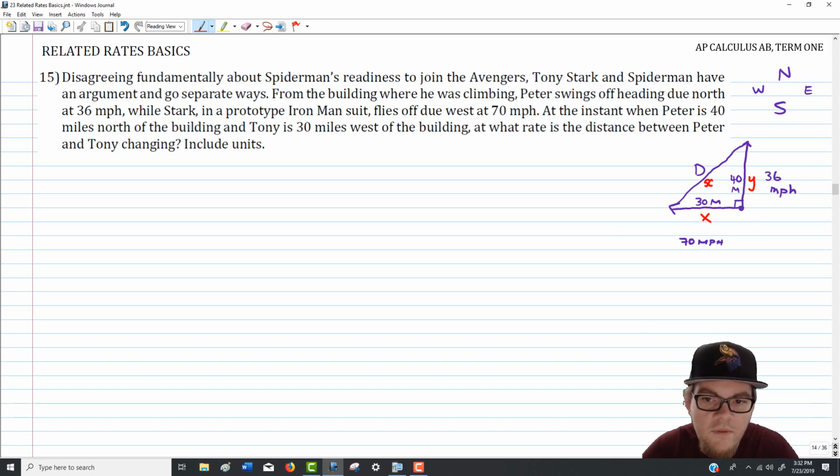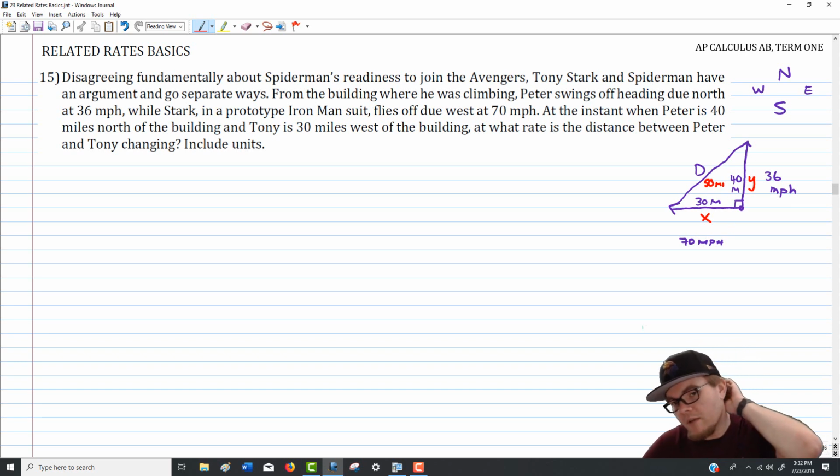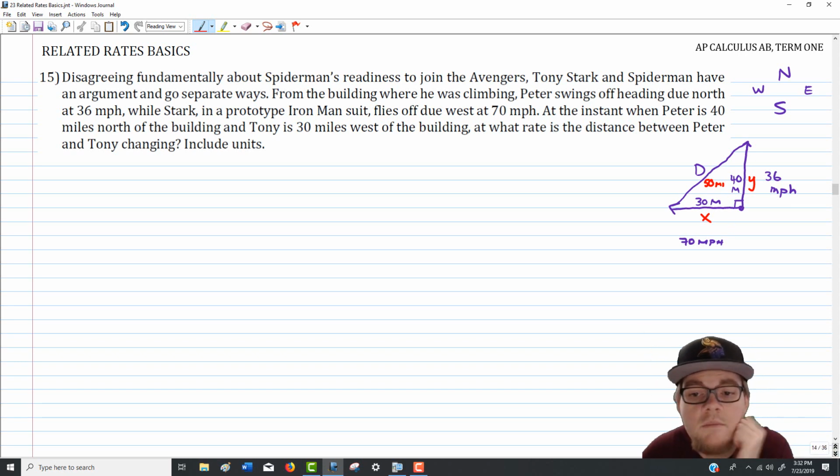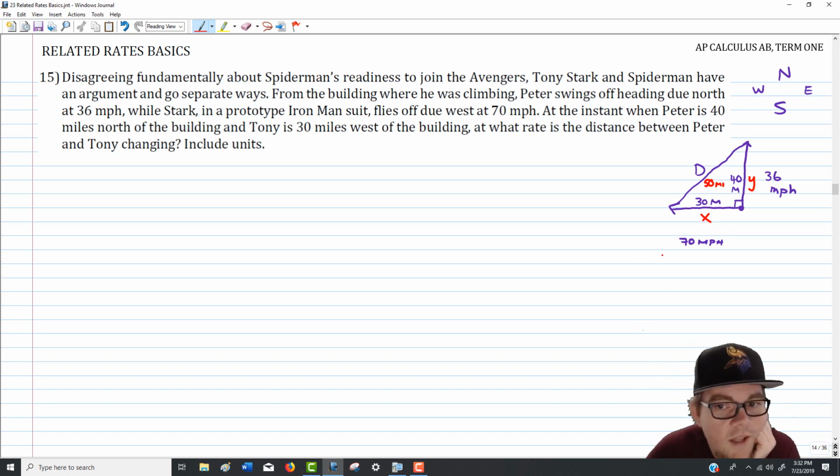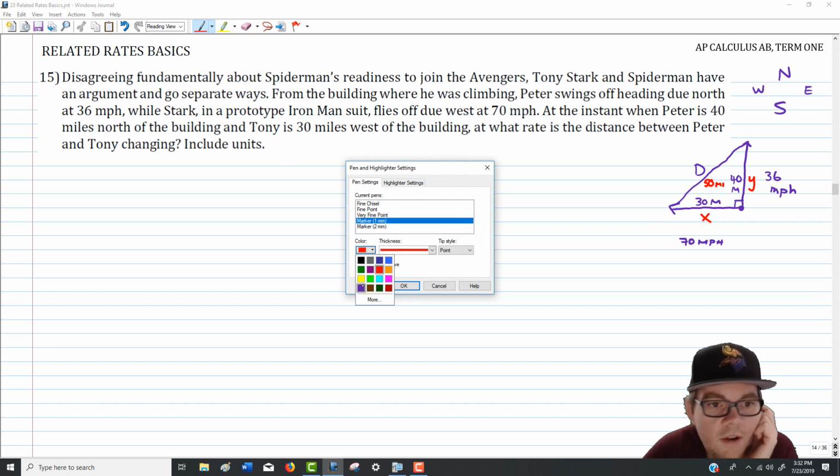And then based on the information that we're given, if we have a 30-40 right triangle, the third side has to be 50 miles. So I'm not going to spend much time using the Pythagorean theorem to get there. I just recognized the special right triangle. So I ran with it. So given that information, our next move is to start to relate everything together, because we want to figure out how fast the distance between them is changing. How fast are they, quote-unquote, moving apart?